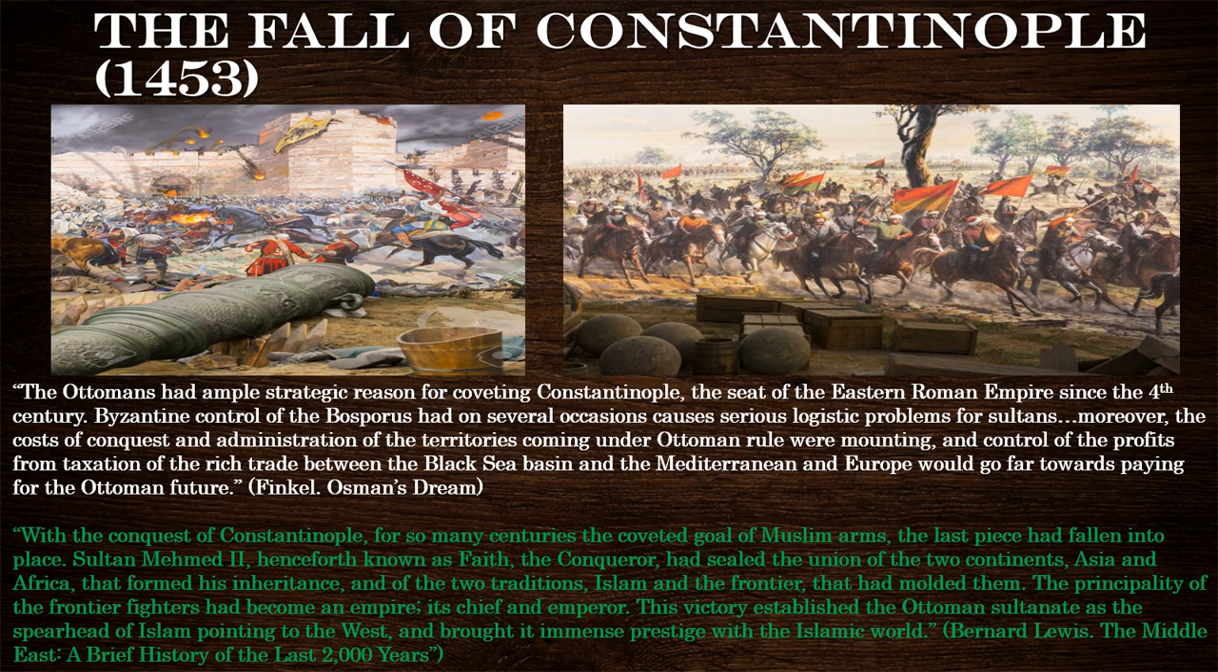Bernard Lewis, a well-known historian and expert on the Middle East, in one of his many books, says: with the conquest of Constantinople, for so many centuries the coveted goal of Muslim arms, meaning armies or weapons, the last piece had fallen into place. Sultan Mehmet II, henceforth known as Fatih, or the Conqueror, had sealed the union of the two continents, Asia and Africa, that formed his inheritance, and of the two traditions, Islam and the frontier, that had molded them. The principality of the frontier fighters had become an empire, its chief an emperor.